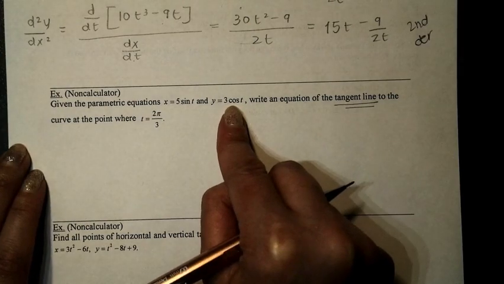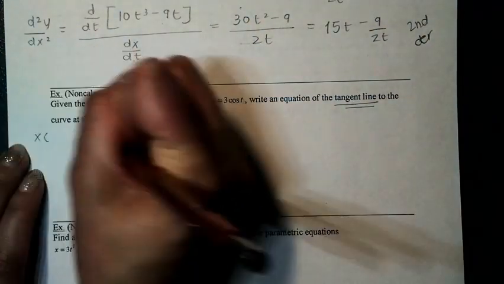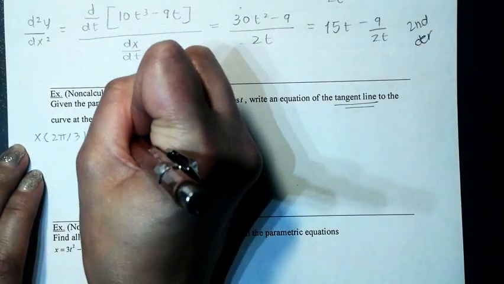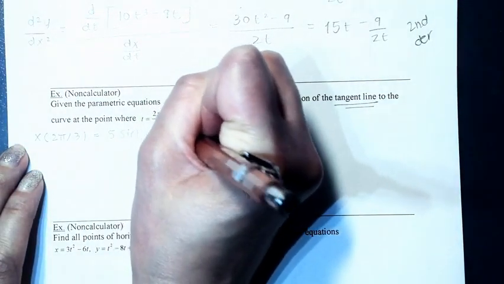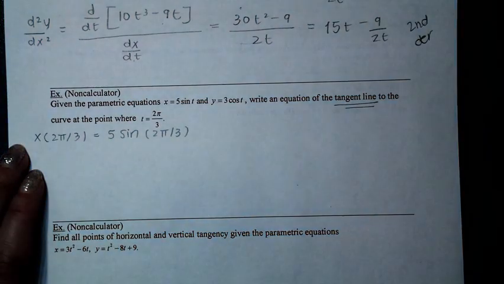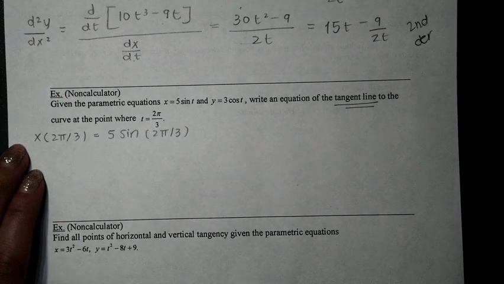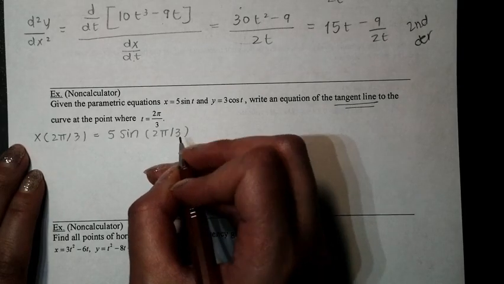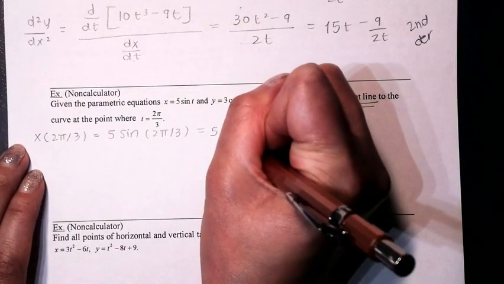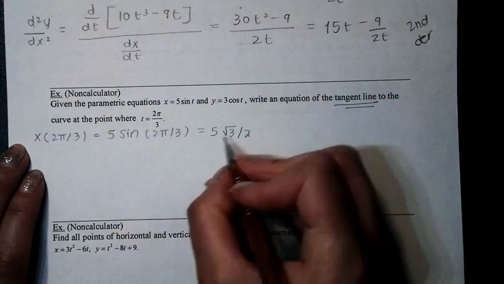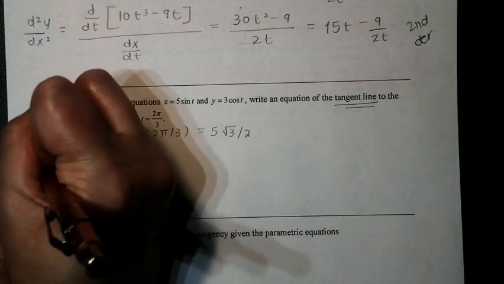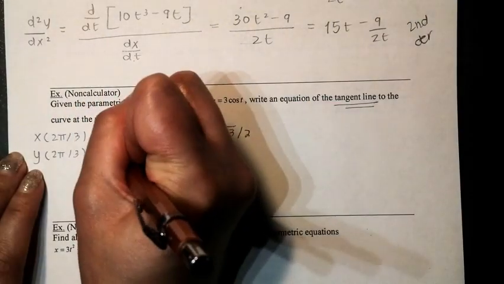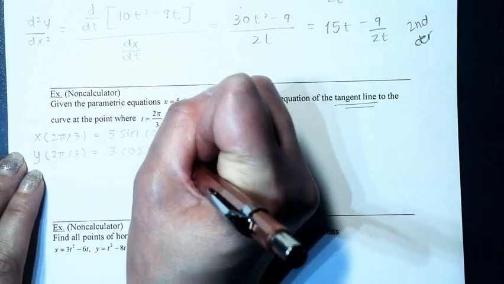So what you have is that x of 2 pi over 3 is going to be equal to 5 sine of 2 pi over 3. Since you know your unit circle, or that's my hope, you know that sine of 2 pi over 3 is root 3 over 2, so this is 5 times root 3 over 2. Similarly, y of 2 pi over 3 is going to be equal to 3 cosine of 2 pi over 3.